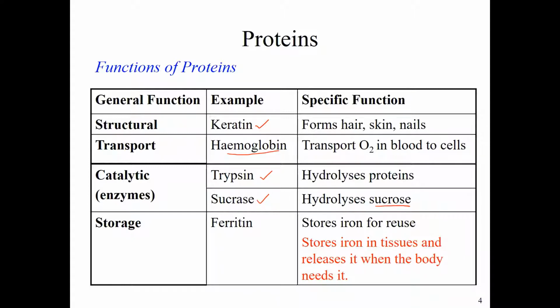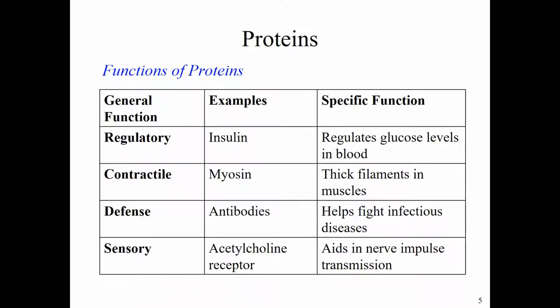Proteins also have a storage function. Ferritin stores iron in tissues and releases it when the body needs it. Regulatory function, for example, insulin regulates glucose levels in blood. Contractile function: myosin is found in the thick filaments in the muscles. Antibodies help to fight infectious diseases. And sensory proteins such as the acetylcholine receptor aid in nerve impulse transmission.